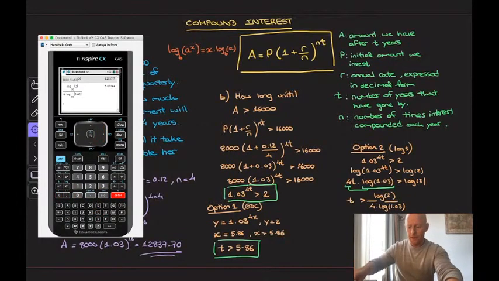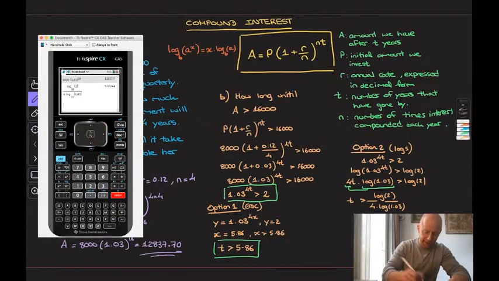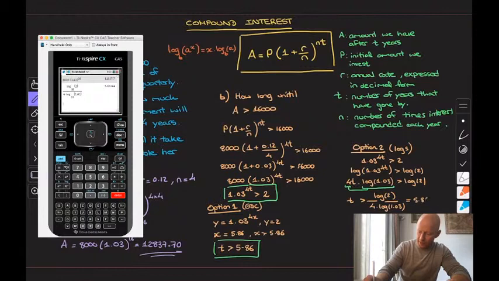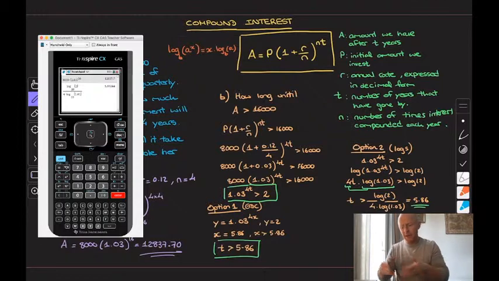Enter. And again, no surprise, I get the same result as we did previously, which is 5.86. That's the answer, okay? So t has to be greater than 5.86, right? So that's how long it would take her to actually double her investment, okay? Which, all things considered, doesn't seem that long.